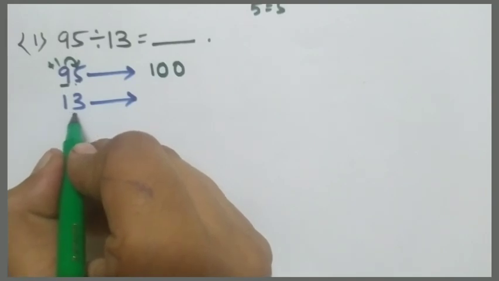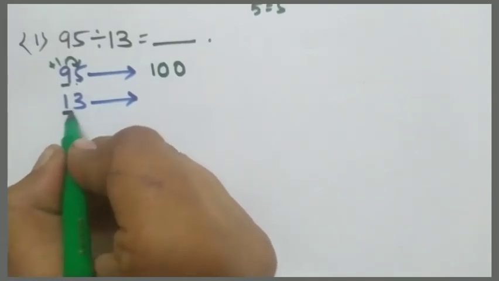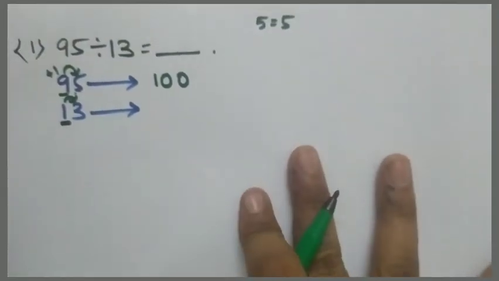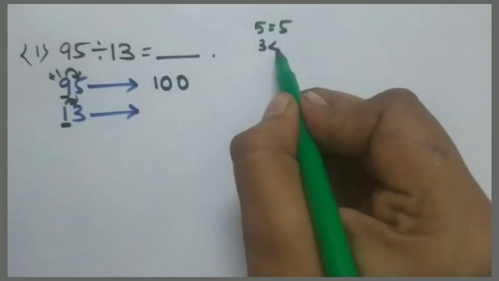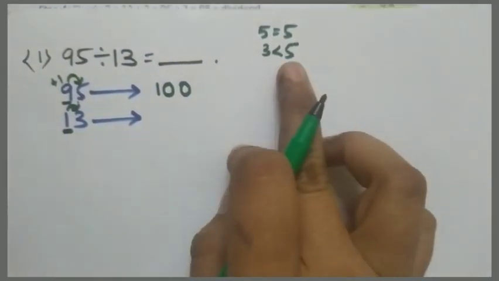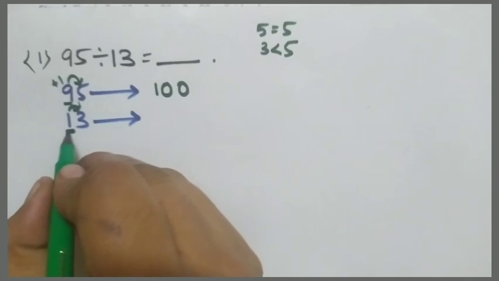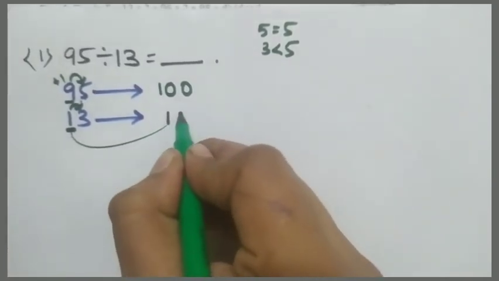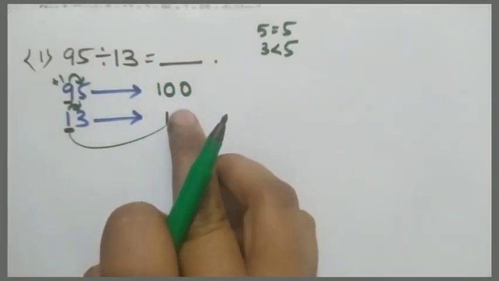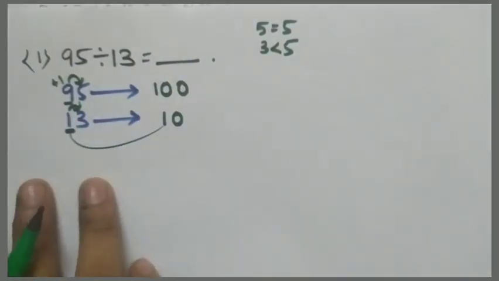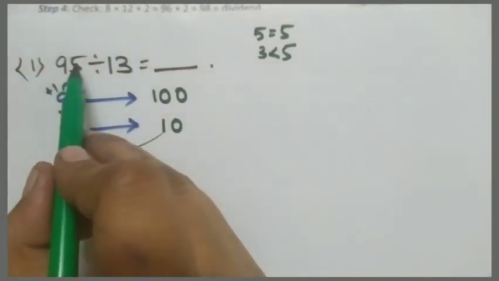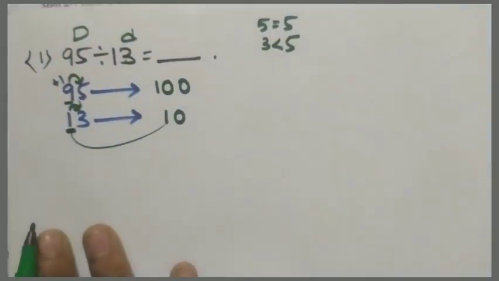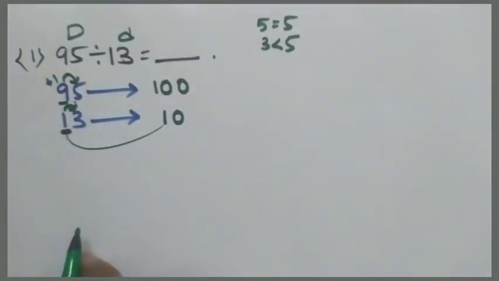And here 13. We have to check the tens place and then the ones place. What is the digit in ones place? 3. 3 is less than 5, so no need of adding 1 to this number. We will write directly 1 and 0. These are the nearest numbers of these numbers. In this, 95 is a dividend and 13 is a divisor.